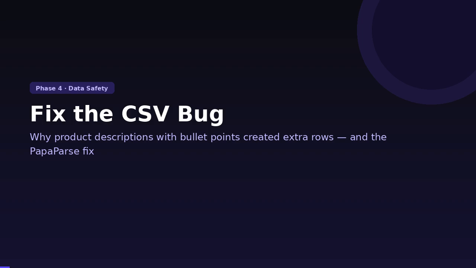Phase 4. After downloading the updated file and importing it into BigCommerce, we noticed extra rows appearing. Product descriptions that contained HTML bullet lists were being split across multiple rows. Here is why and how PapaParse fixes it completely.